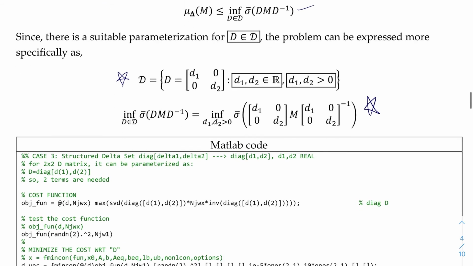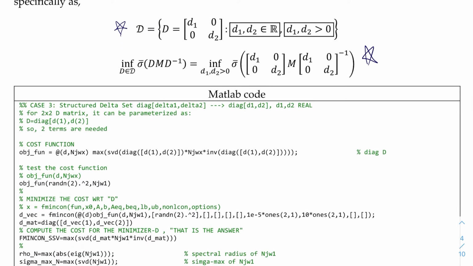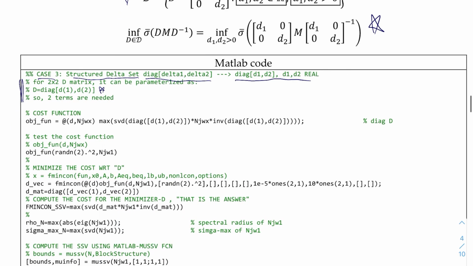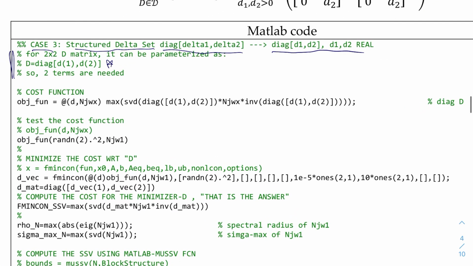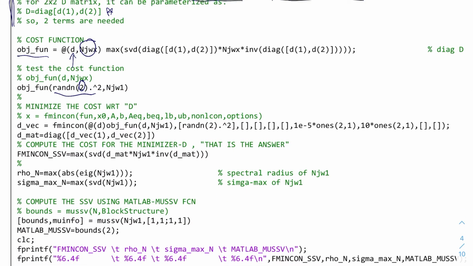And for that problem, we have only 2 D terms, D1, D2, right? And here, case 3, structure delta set diagonal, and the corresponding D is real, positive real. And this is the D matrix representation. And this is the cost function. For a given n, and also given D parameters, compute the cost function. And since we have only 2 D's, this is the dimension of the problem.